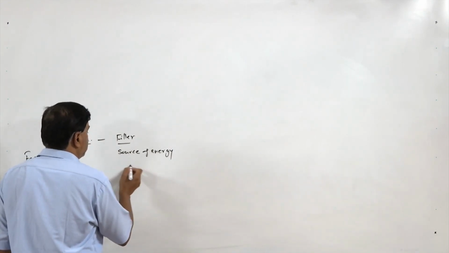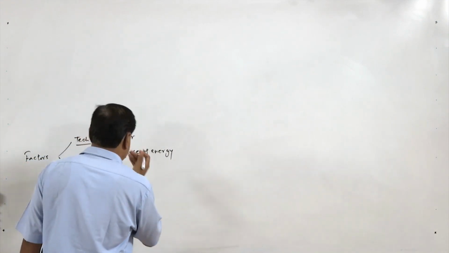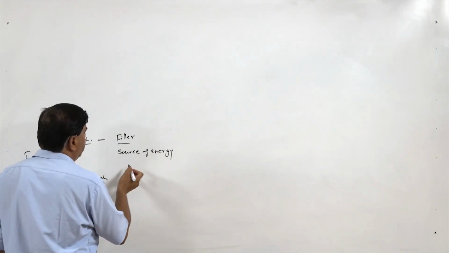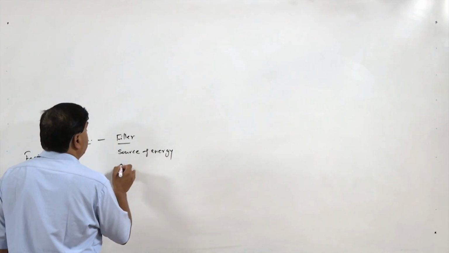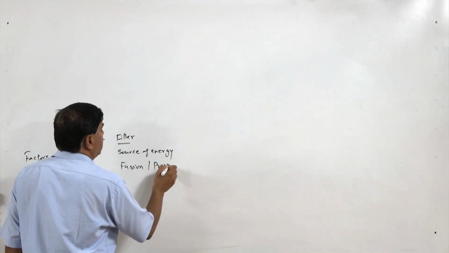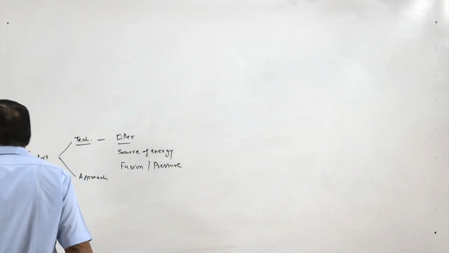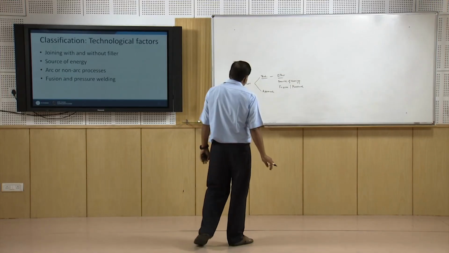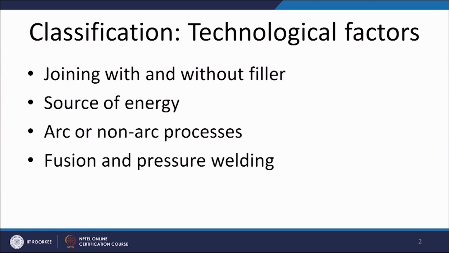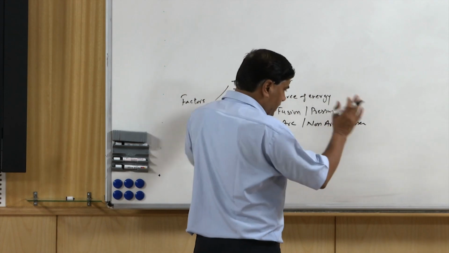And then third, in technical factors, after the source of energy, is whether fusion or pressure is being used. And then one more basis of classification, which is arc or non-arc processes. So, these are the four technical factors on the basis of which the different welding processes are grouped and classified.